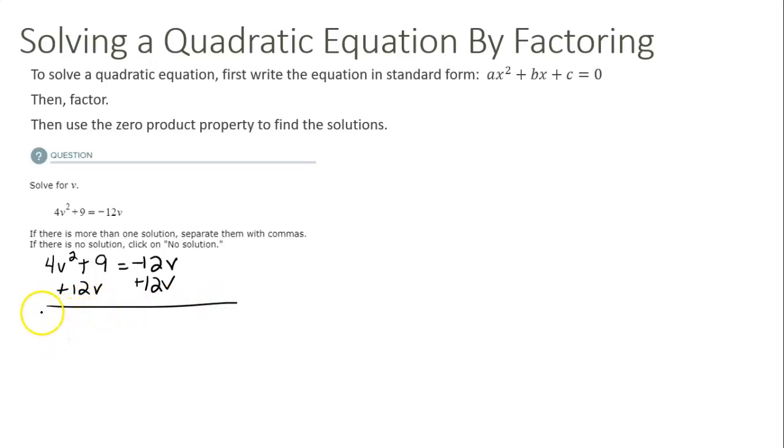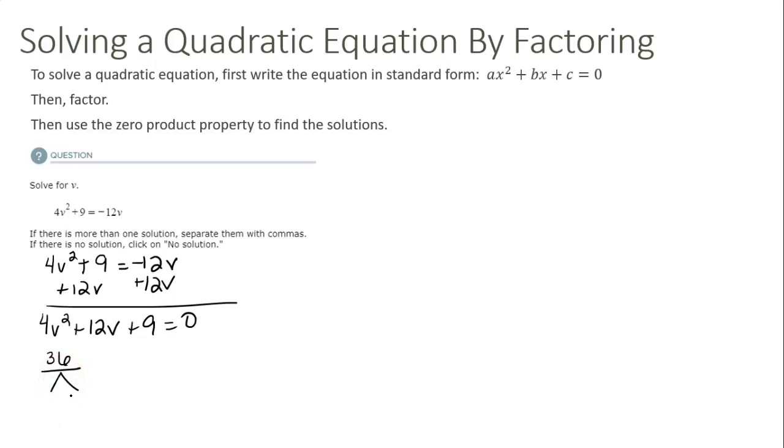None of these are like terms, so we're just going to write them next to each other. 4v squared plus 12v plus 9 equals 0. I want the v squared first, then the v, then the constant. Still no GCF. There's nothing that 4, 12, and 9 are all divisible by, so we're ready for our factor tree. 4 times 9 is 36. I'm looking for two numbers that multiply to be 36 and add to be 12.